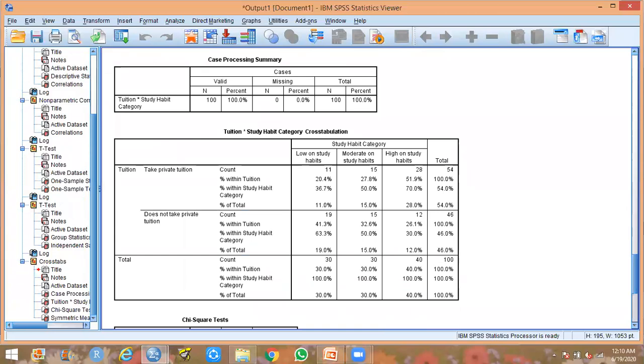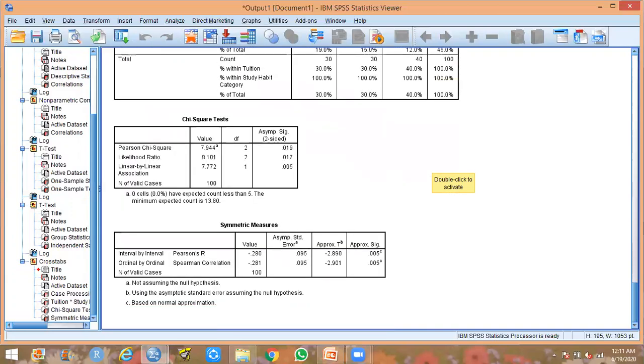Study habit category. Yes, it is low, moderate, and high. Now, from this, you can easily say taking private tuition gives high improvement on study habits. Fine. So this is a way to give the conclusion by using the cross tabulation analysis with the help of the non-parametric chi-square test.